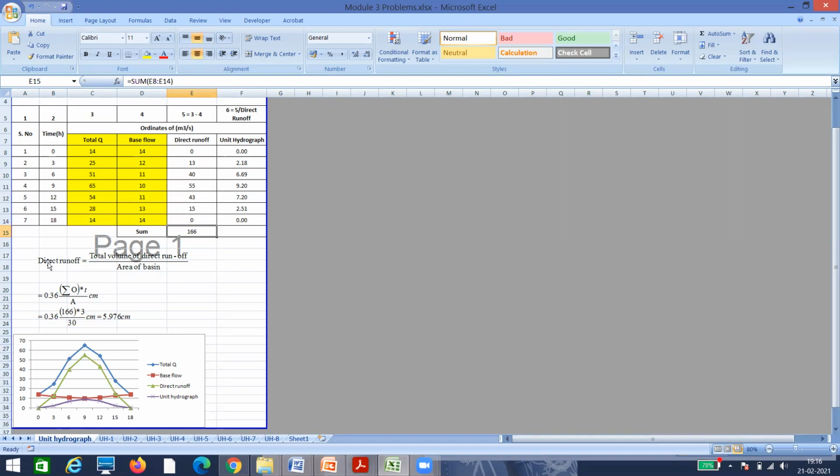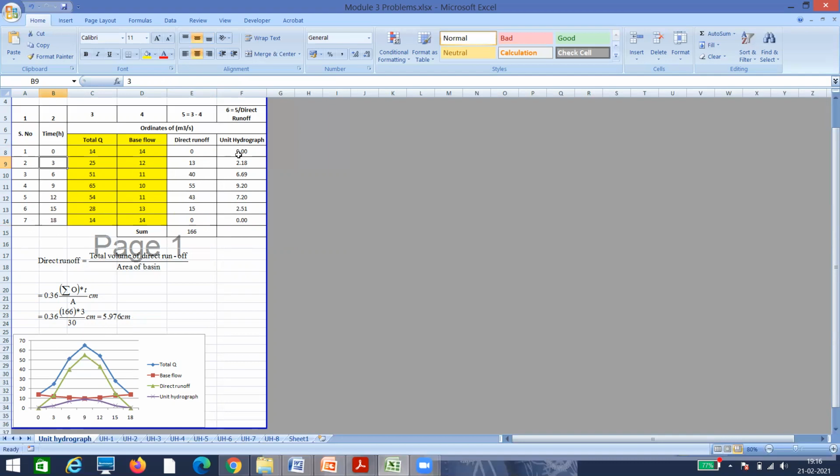This direct runoff is in centimeter or millimeter depending on the units which is given. So then we have the further formula that is equal to 0.36 into sum of ordinates into time interval 3, divided by your area. Again, I substitute 0.36 into sum of ordinates, I get it as 166 into 3. Your 3 is a time interval here: 0 to 3, 3 to 6, 6 to 9. The time interval is 3. Divided by 30, the area of the basin, which is already given. We will be getting the value of 5.976 centimeter.